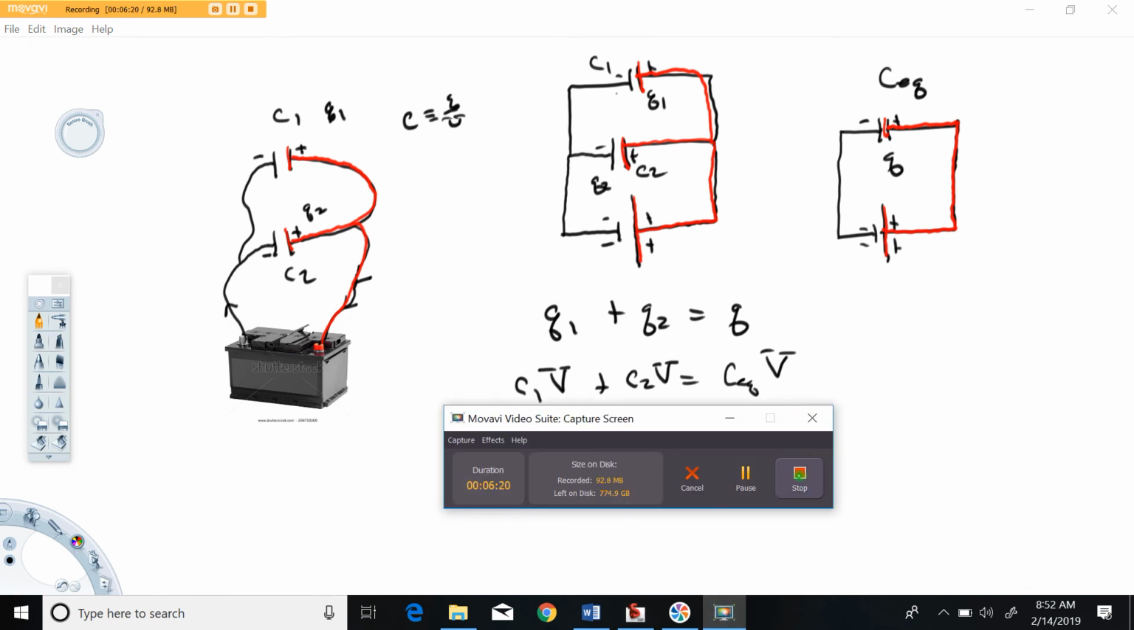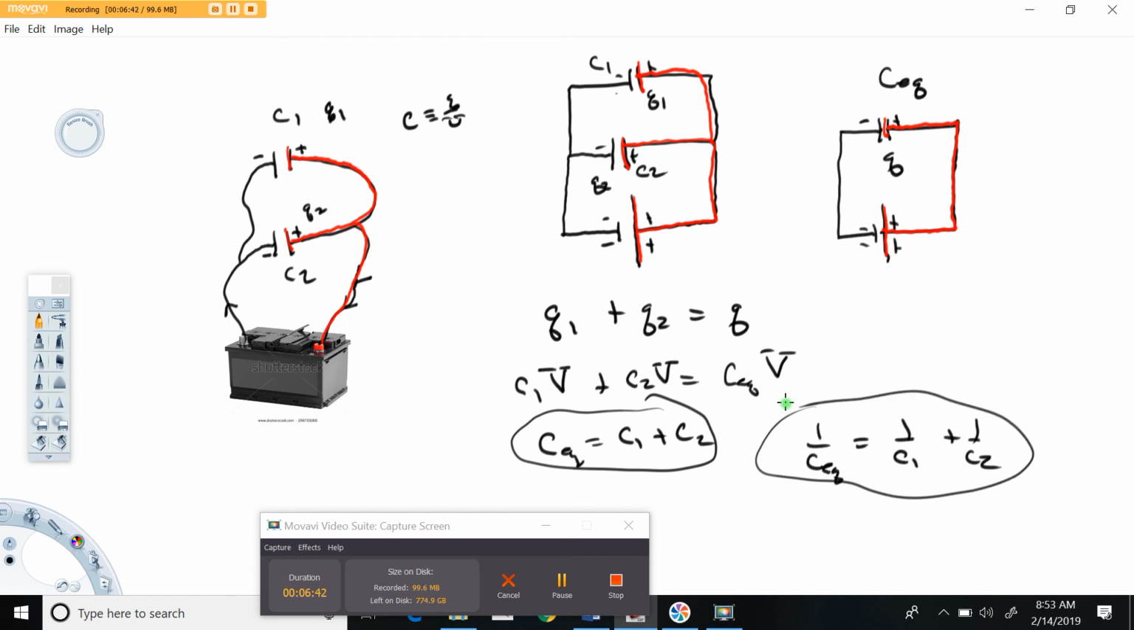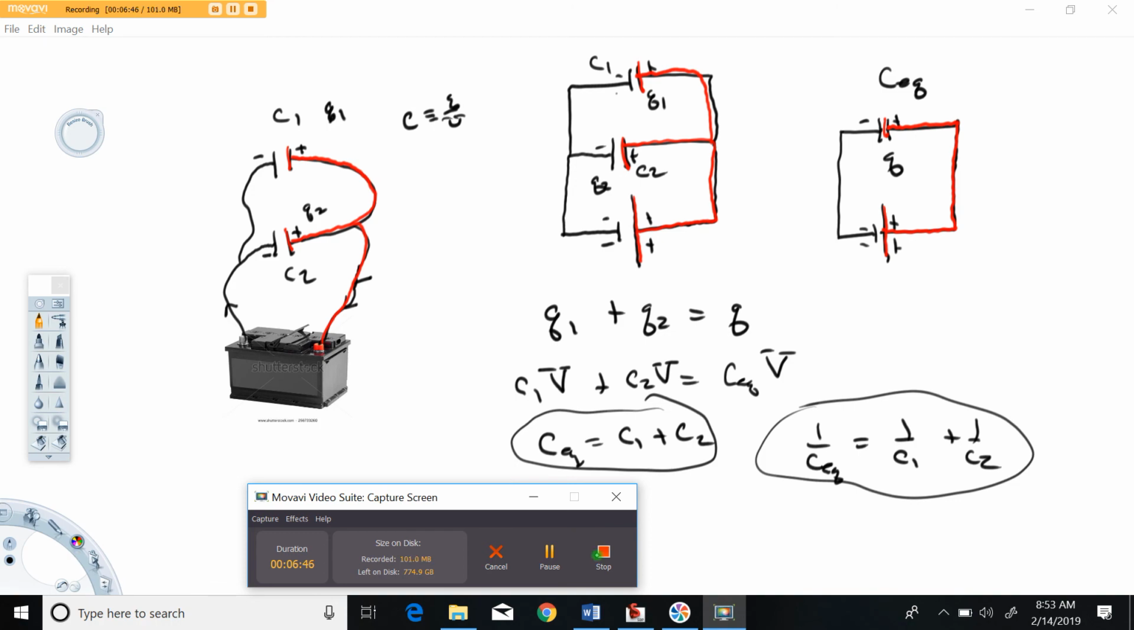So weren't they additive in series as well? Is it the same principle for both, or is there a difference? They were additive in a reciprocal sense. So remember, for series, we had 1 over C equivalent equal to 1 over C1 plus 1 over C2. So there are two different ways they add. They add like this in parallel and like this in series. Gotcha. Okay. All right. We'll take a look at some numerical examples.